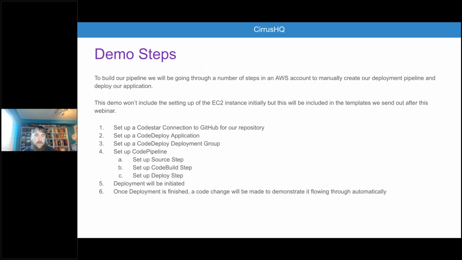So these are the demo steps I'm going to go through. We'll set up the CodeStar connection to GitHub. We'll create a CodeDeploy application and deployment group. Then we'll set up the CodePipeline with the source, CodeBuild, and CodeDeploy, and then that should deploy onto the instance. And once that's finished, I'll make a code change to show you that it actually went through. All of this will be done manually in the console just now, but I'll also show you a CloudFormation template that has exactly the same thing in it, to show that you can use infrastructure as code to do this.